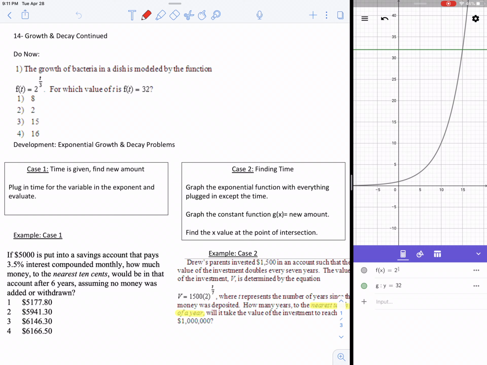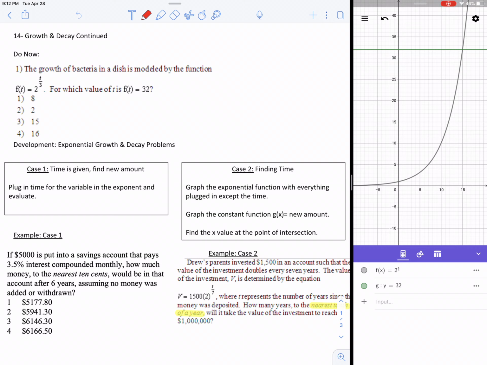So here it's asking, the growth of a bacteria in a dish is modeled by the function f of t. For which value of t is f of t equal to 32? So it's basically asking what would the time have to be for the new amount to be 32. If you look at the calculator on the side of my screen, I've graphed both functions. I graphed f of x equals 2 to the x over 3 power. I'm using x instead of t.